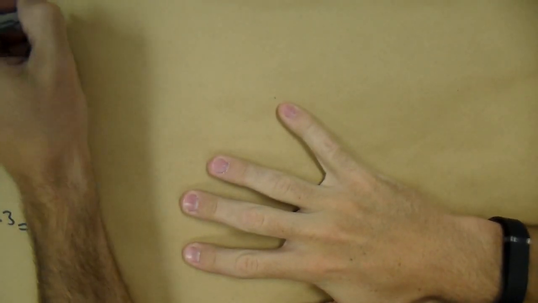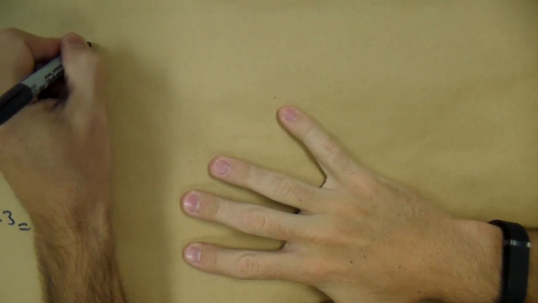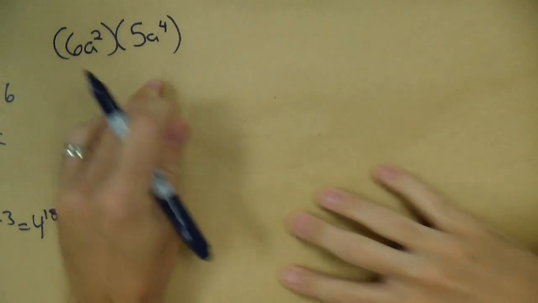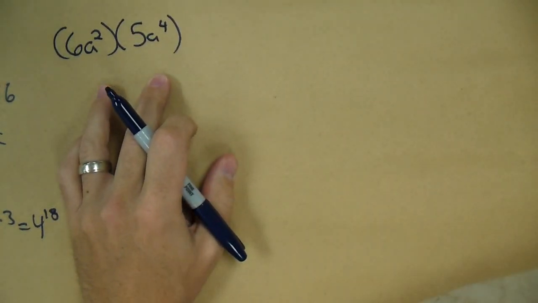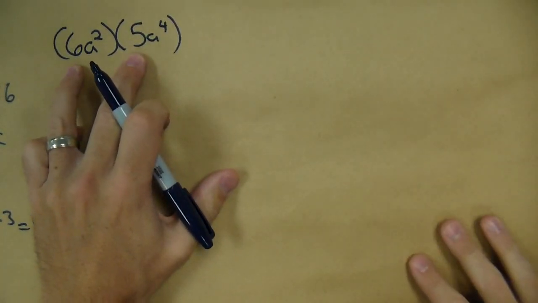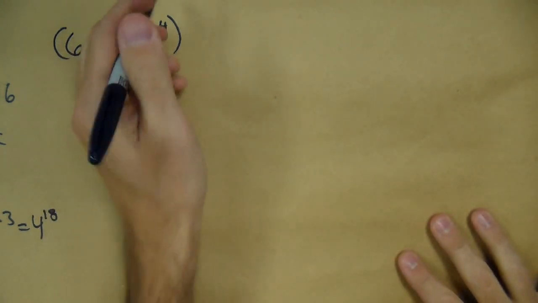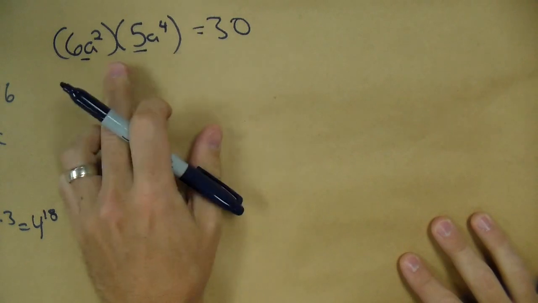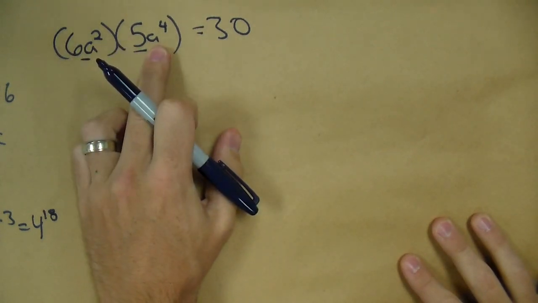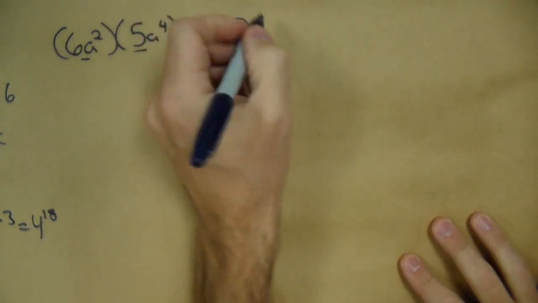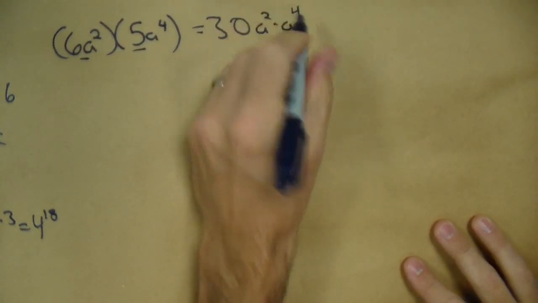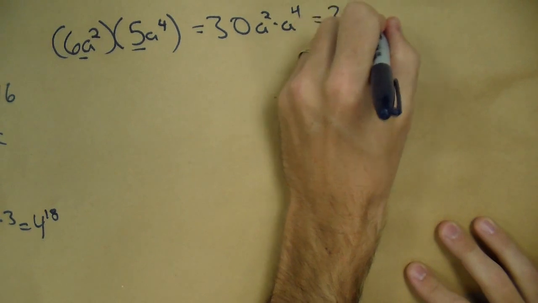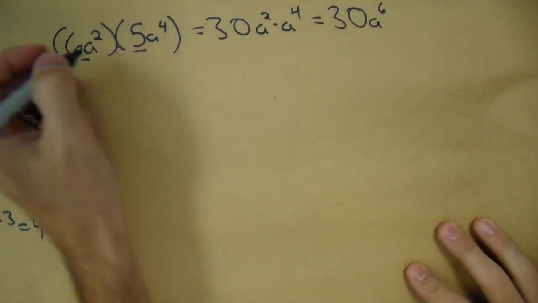So let's start with something like 6a squared times 5a to the 4th. Now, 6 and 5 do not have exponents. They are just coefficients to those values. So these we can actually just multiply together and make 30. But when we look at a to the 2nd, a to the 4th, they're really multiplied together. So it's almost like we've added them all to the end. And how many a's do we have? We have 6 of them, so that's 30a to the 6th.